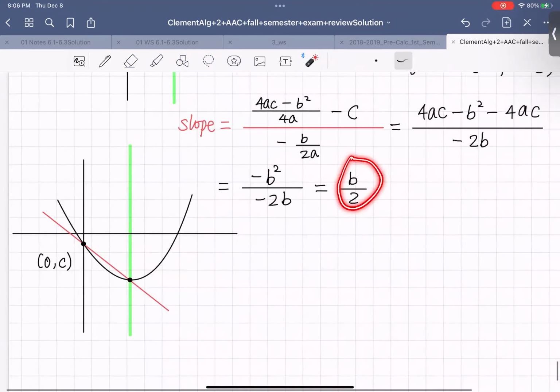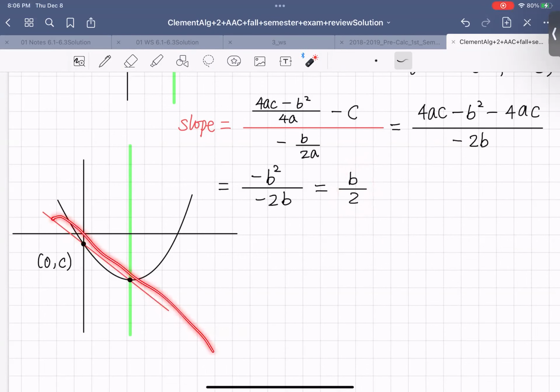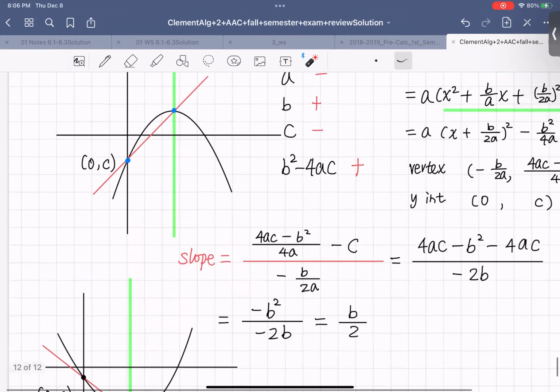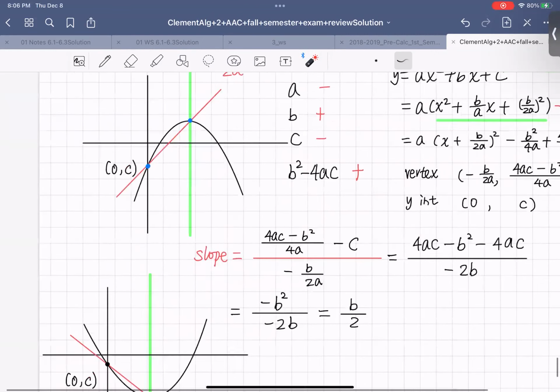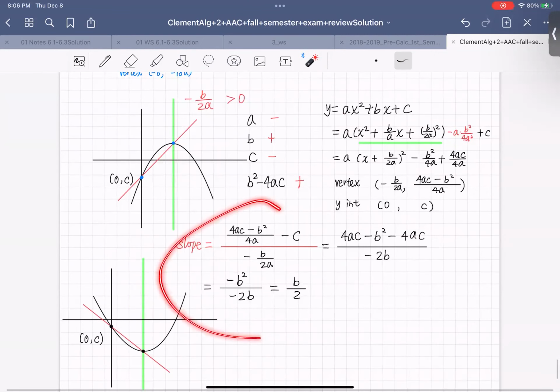Because your b and slope, they are either both positive or they are both negative. This slope is negative. That's why your b is negative. So here you have your b negative immediately. Here you have your b positive immediately. Okay, that's it. This is a proof.